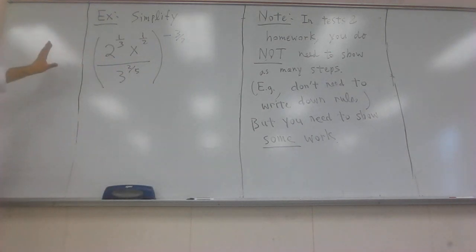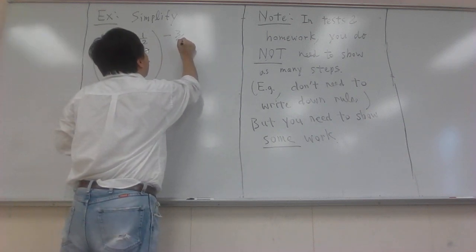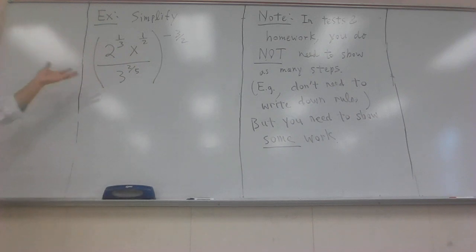Let me first check if I wrote it down correctly. 2 to the 1/3 x to the 1/2 divided by 3 to the power of 2/5, the whole thing to the power of negative 3 over 2. Okay, so the example asks you to simplify this expression.